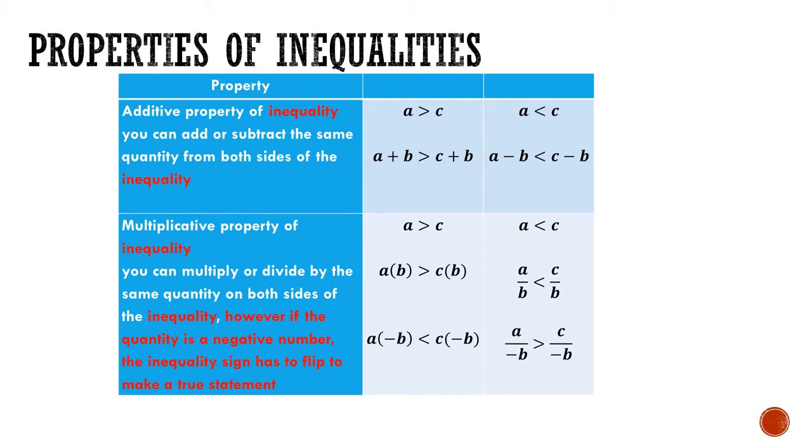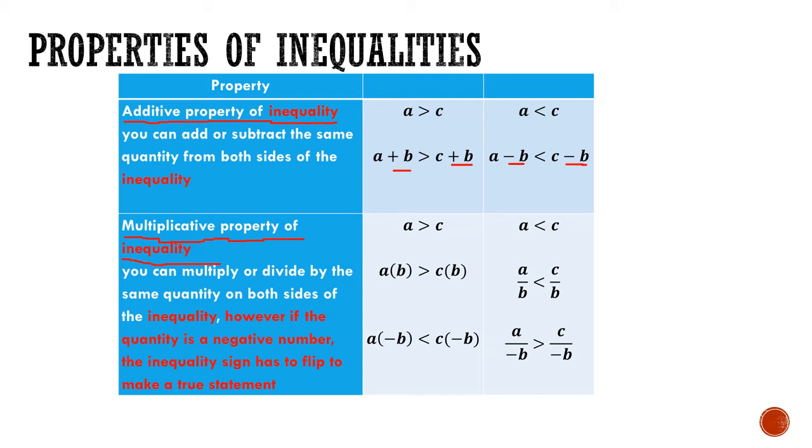Along with the previous properties, we have the additive property of inequality, which we use when we add or subtract the same quantity from both sides of the inequality. This property is similar to the additive property of equalities that we talked about in lesson 2.2. The second property that we need to know is the multiplicative property of inequality, and we use this property when we multiply or divide the same quantity from both sides of the inequality.